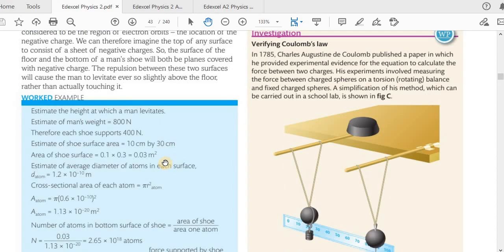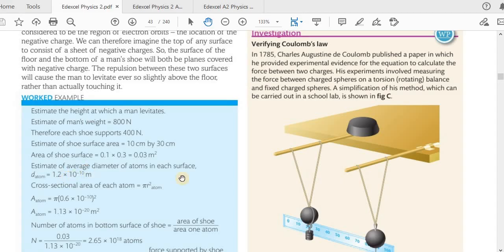Let's go through an example for consolidation. Estimate the height at which a man levitates. Estimate of man's weight is 800 newtons. Therefore, each shoe supports 400 newtons. So the force on each shoe, because the person has two legs, so the force on one shoe is half of his weight. Estimate of shoe surface area, so 10 centimeters by 30 centimeters. Roughly you can imagine that the shoe is 10 centimeters by 30 centimeters. Area of shoe surface, therefore in square meters, will be this much.